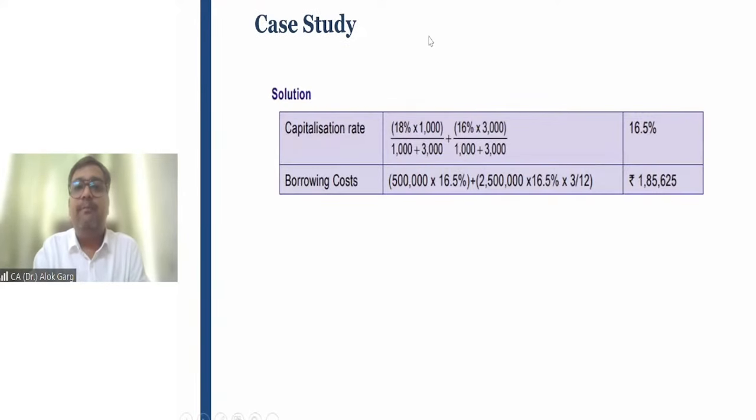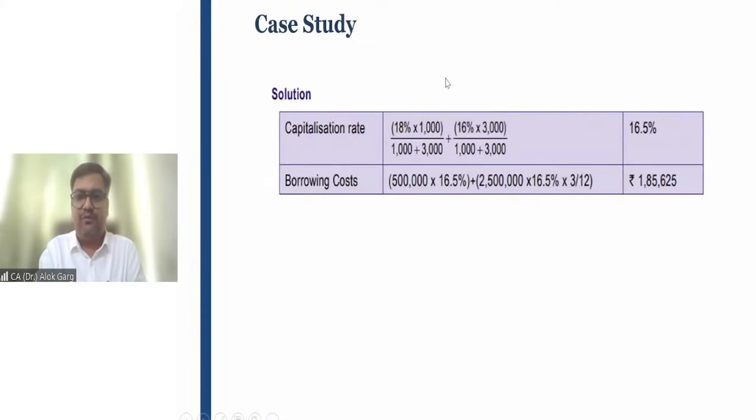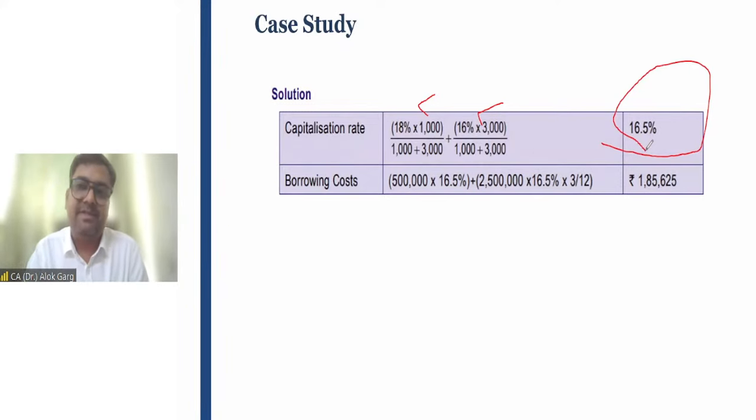Step number one, compute the capitalization rate. How to compute the capitalization rate? 18% into 1000 plus 16% into 3000 divided by 3000. Sorry, friends, this is not right. Your total loan was 4000, 40 lakh. And out of 40 lakh, only 30 lakh has been used so far, right? This 18% of 1000 and 16% of 3000 will give you the total interest. Divide by total loan, 40 lakh. It will give you a weighted average rate of 16.5%.